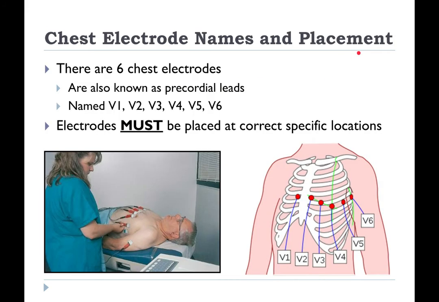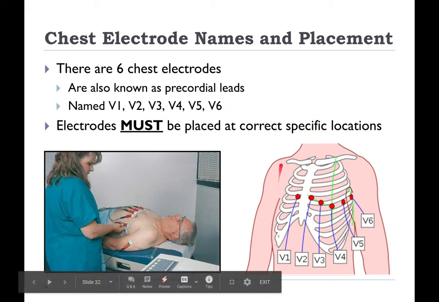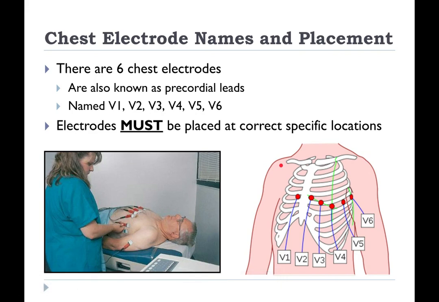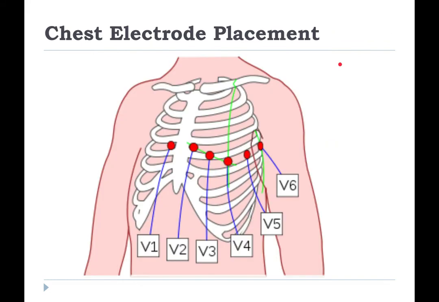The 6 chest electrodes are also often known as the precordial leads, and they are called V1, V2, V3, V4, V5, and V6. And these electrodes must be placed at their specific correct locations in order to get an accurate tracing, and they must be placed in the right order. So this is going to be your map for the chest electrode placement.